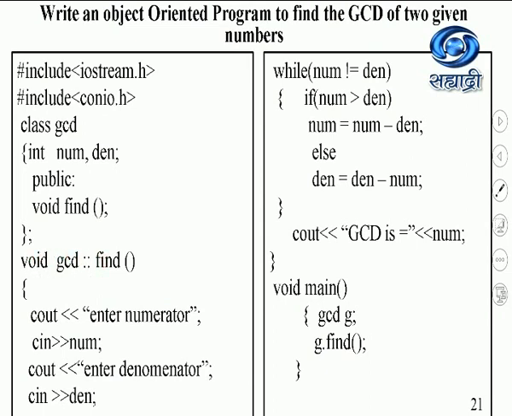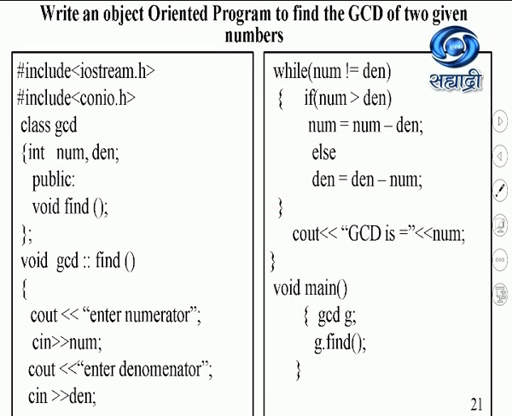When I write it outside, I will have to write the return type, the function name, the argument list along with the class name, which is GCD, then the scope resolution operator. Remember, the scope resolution operator tells me that the scope of this function find is in the GCD class. Then I read numerator and denominator. We know this fundamental thing: if num and den are equal, we are not going to iterate this while loop, but if they are not equal, we are going to iterate this till they become equal. Once they are equal, we are going to stop.